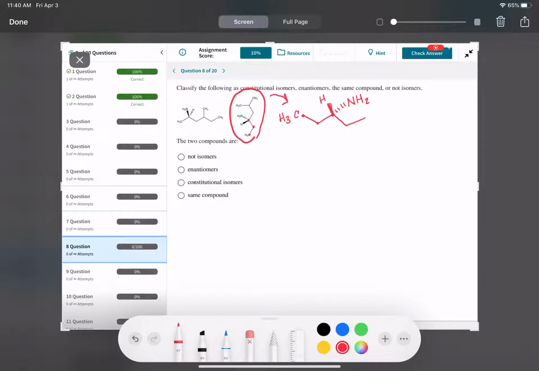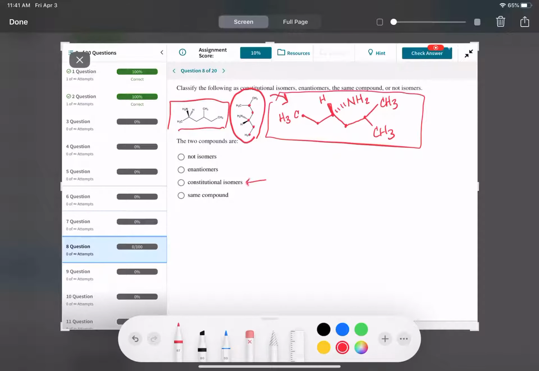I'm being really careful that I don't lose any carbons. I don't want to mess anything up. So I've redrawn the molecule on its side. That's going to make it easier for me to compare the two molecules. So I'm comparing this molecule to this molecule. And you're going to be asking yourself questions like, are they exactly the same? Constitutional isomers would mean that they have the same formula, but they have different connection of atoms. So the atoms are put together in a different order.